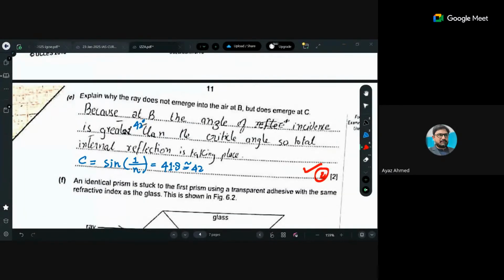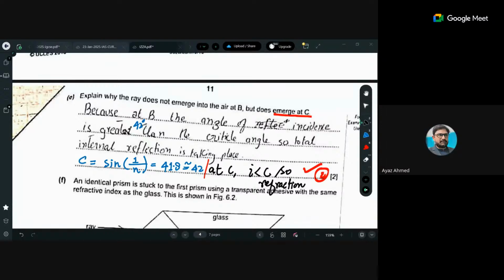So I'm just going back to that answer. We have to mention why it is emerging out. So one point is why it is emerging, why it is getting critical, why it is reflecting internally. And for the second, at C you will write that at point C, the angle of incidence is less than critical angle, so refraction takes place. You have to add this sentence specially. Okay, is it clear to all? Yeah, got it.